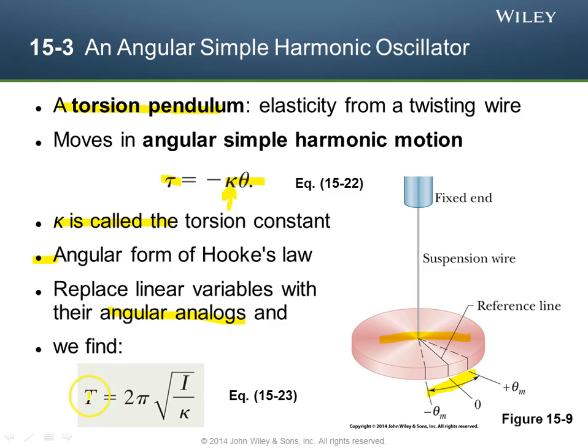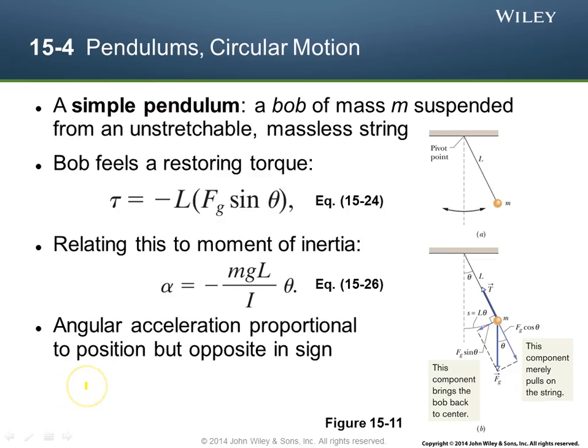And we find that the period is equal to 2 pi, instead of m over k, it's I over kappa. Remember, what is I? That is the moment of inertia. So the period of oscillation is going to be dependent upon the moment of inertia of this object, whether it's a disk, a sphere, it could be a solid hoop, whatever it is, the moment of inertia does change the period. And with simple harmonic motion comes pendulums and its relation to circular motion.